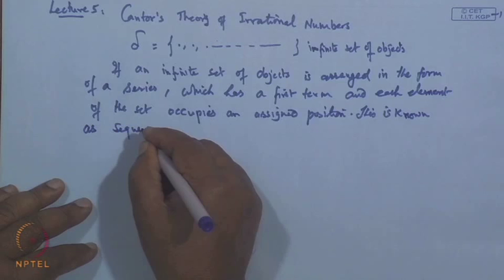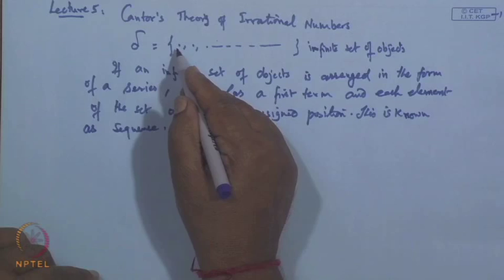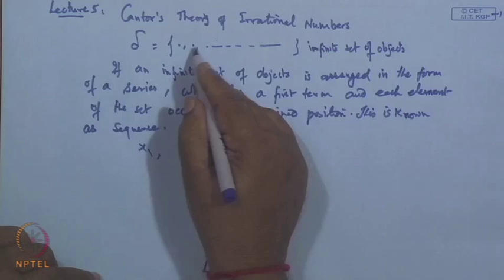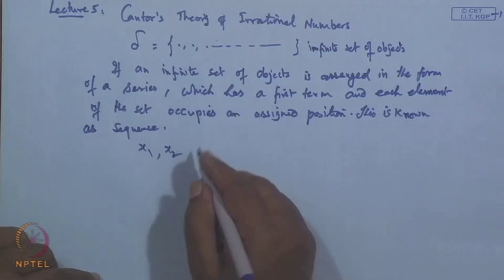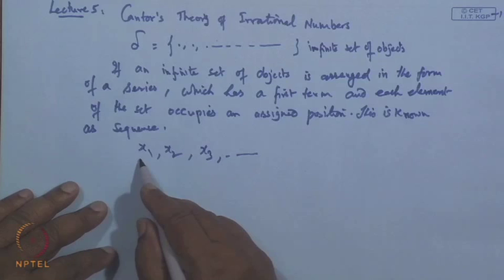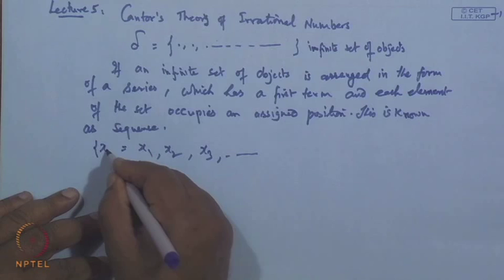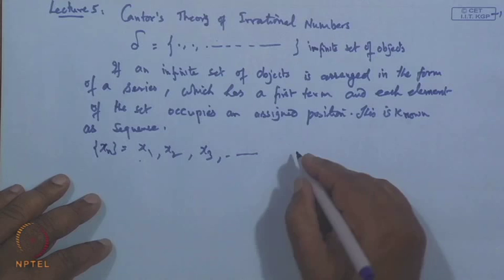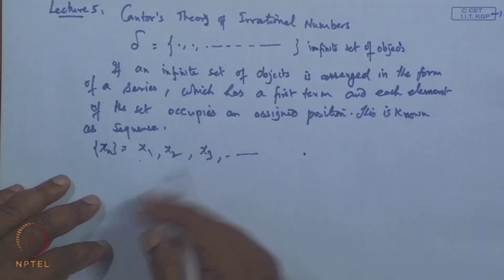Suppose we take the first element from here, put it as x1, then pick up any element and put it at the second place x2, then pick up another element, put it at third place, and so on. So, each element will occupy a definite position and they are starting from the first place. This sequence we denote as xn. If these are rational numbers, then this is a sequence of rational numbers, and if integers, a sequence of integers, and so on.